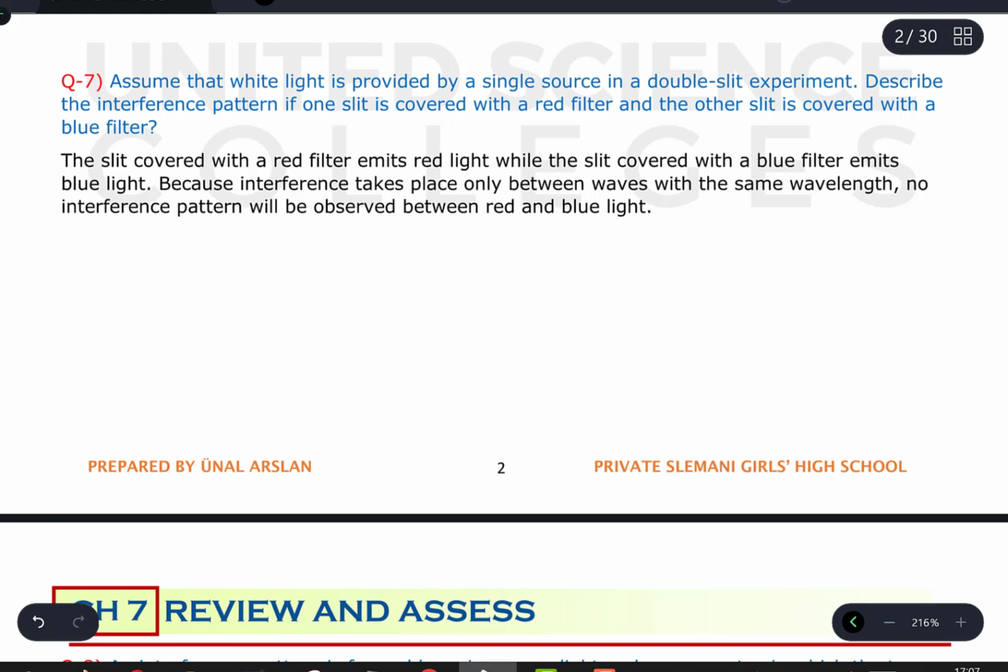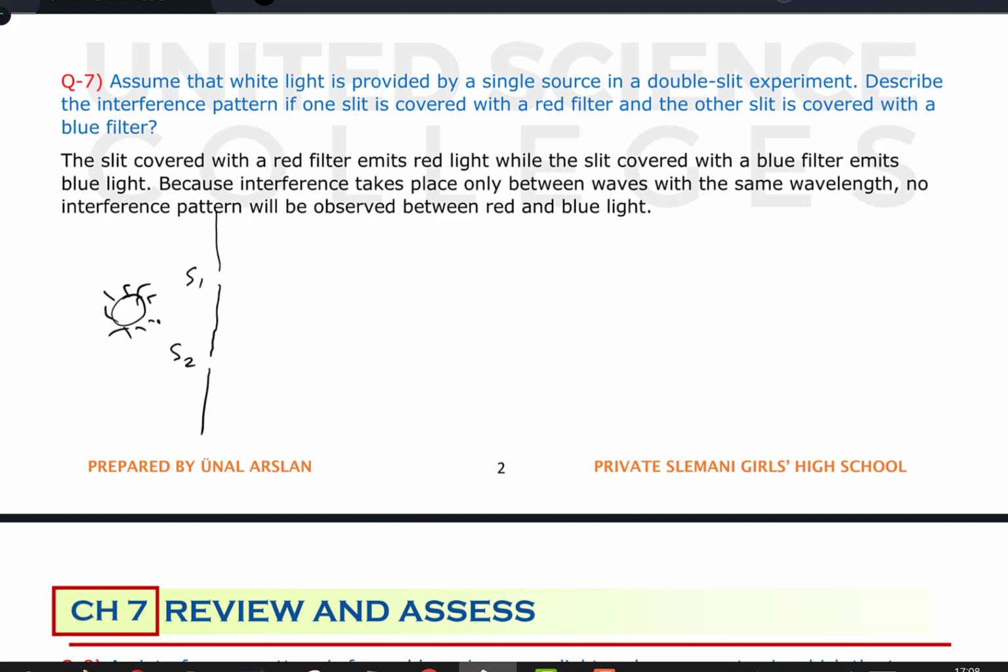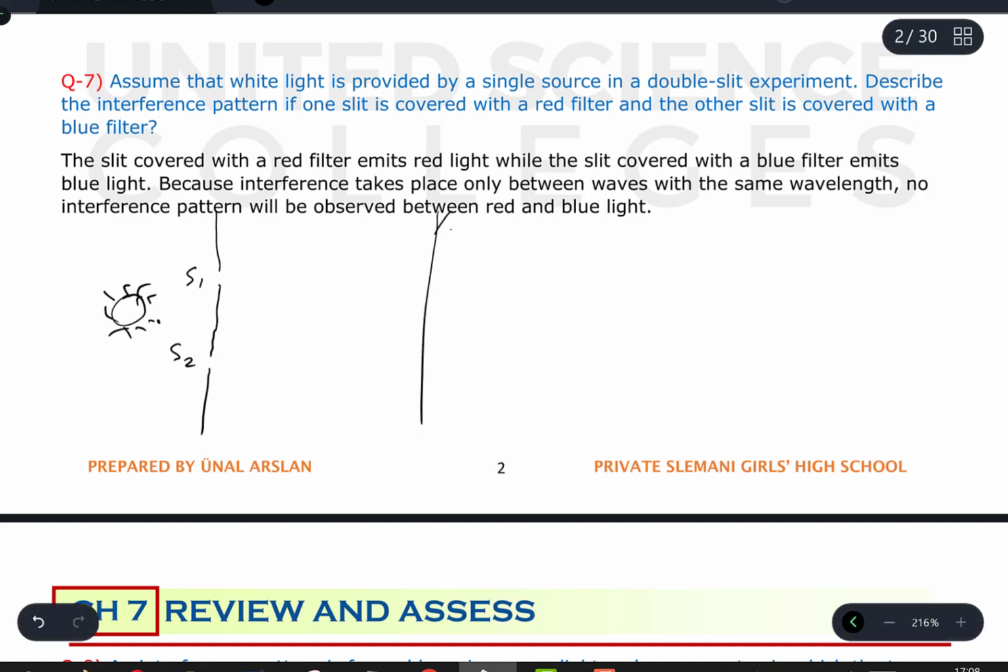Question number 7. Assume that white light is provided by a single source in a double-slit experiment. So here is the double slit, one slit here, the other slit here, S1 and S2. Describe the interference pattern if one slit is covered with a red filter and the other one is covered with a blue filter. So here we put a red filter, and here we put a blue filter.